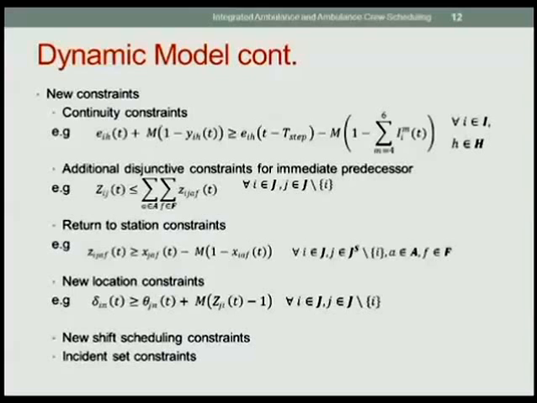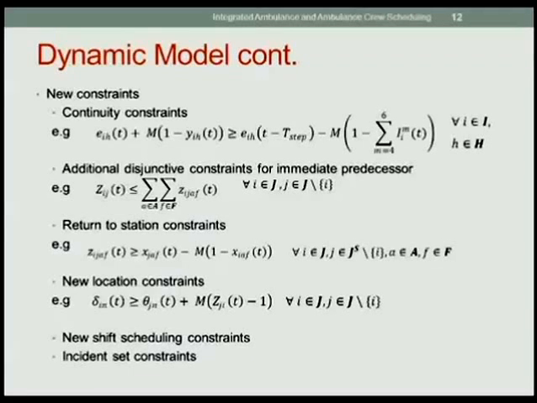I also have to make sure that my return to station jobs are the ones that occur at the end of each shift. And there's a really neat way of doing this with the scheduling approach. I can use the disjunctive variables to force the last job on each ambulance and shift to be from the set of return to station jobs. And that's actually one of the benefits of having this flexible flow shop approach and using job shop scheduling techniques.